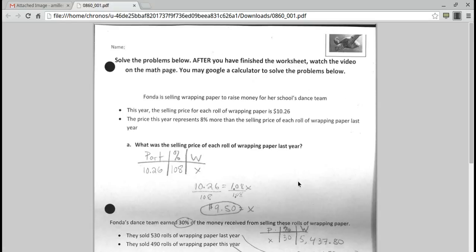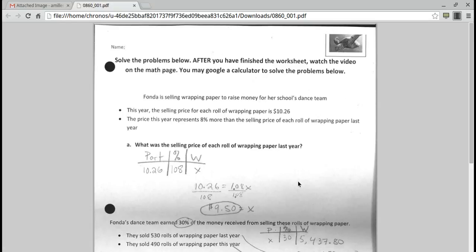So what I'm thinking right now is this year's $10.26 is more than what it was last year. So when I'm figuring out last year's cost, it should be less than $10.26. And it asked me, what's the selling price of each roll of wrapping paper? Well, I know that my part is going to be the $10.26. It can't be my whole because if I find 108% of $10.26, then my price is going to go up and I know it has to be going down.